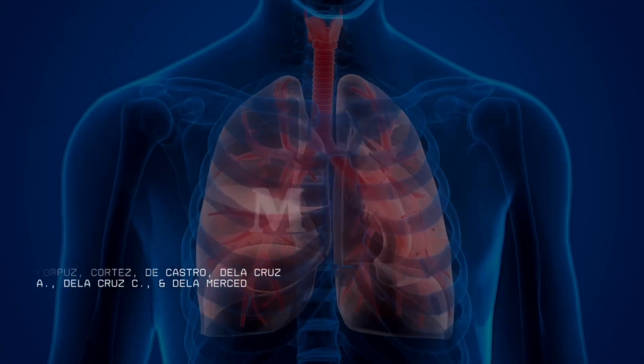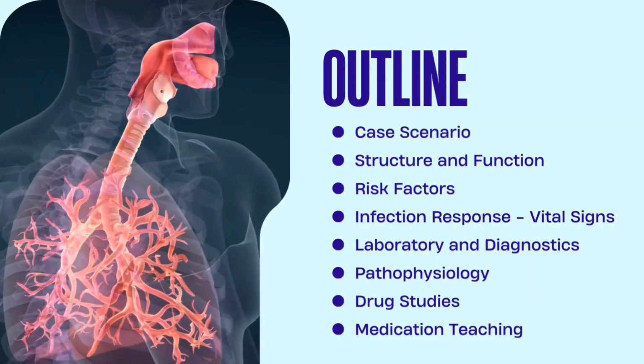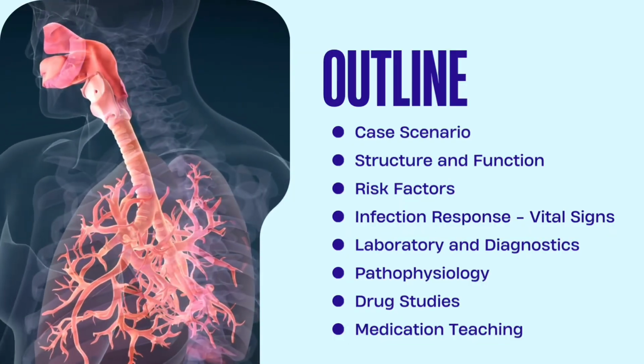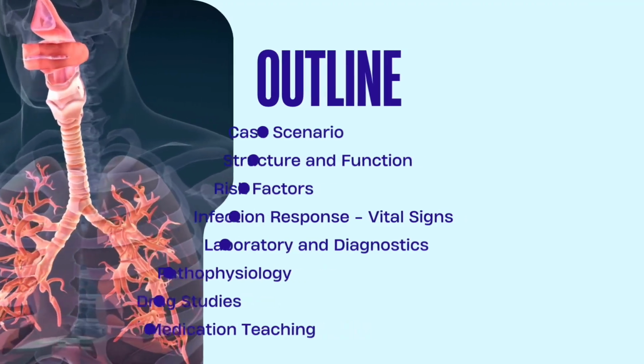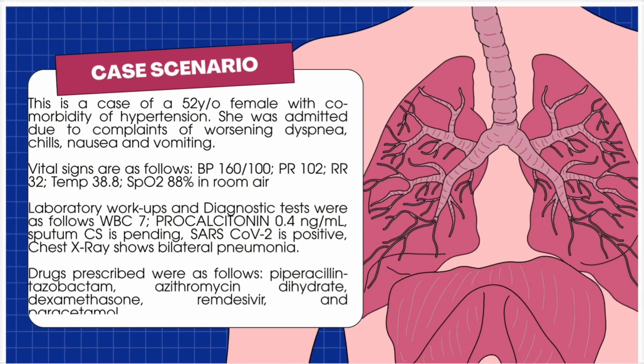And for today, this is our outline discussion: we will be discussing the case scenario, structure and function, the risk factors, the infection response, the laboratory and diagnostics, the pathophysiology, and the drug study and its teaching. So moving forward to the case scenario, this is a case of a 52-year-old female with comorbidity of hypertension. She was admitted due to complaints of worsening dyspnea, chills, nausea, and vomiting. The vital signs, laboratory workup, diagnostic tests, and even the prescribed drugs will be discussed later as we progress in the report.